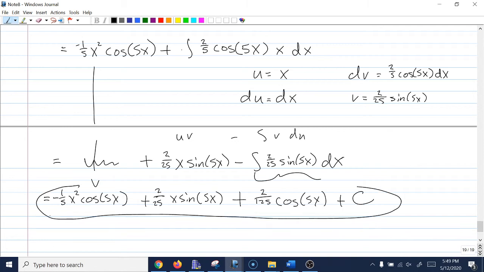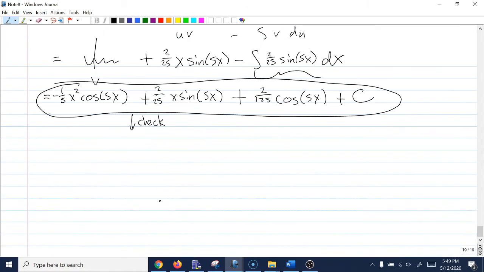And here's the answer. So this is an example where we did parts twice. If I check my answer by taking the derivative and seeing that it equals the thing it was supposed to equal, let's do that.